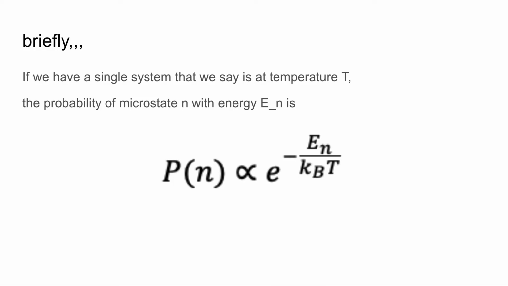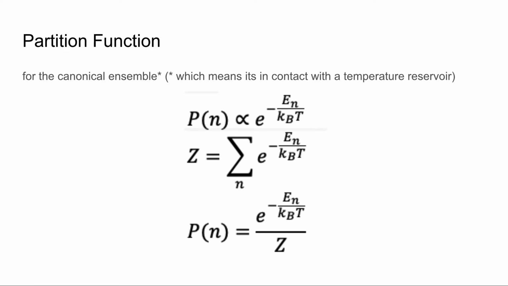While imposing the condition that the sum of all probabilities must be equal to 1, which we have learned before, we get something called the partition function. So Z is essentially just a normalization factor, right? It ensures that the sum of all the probabilities equals 1.